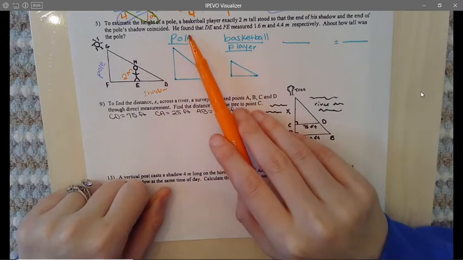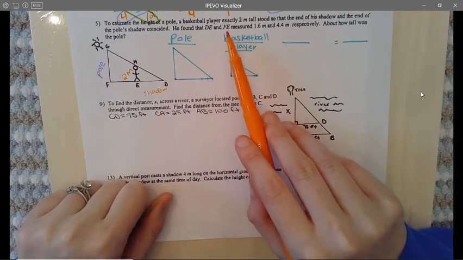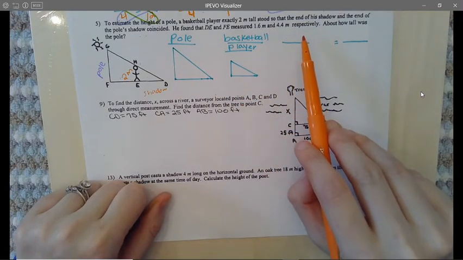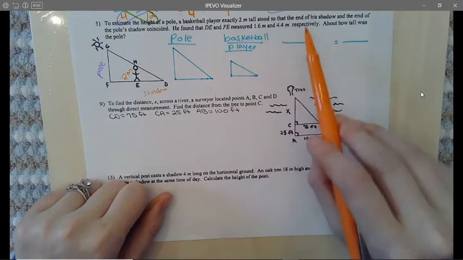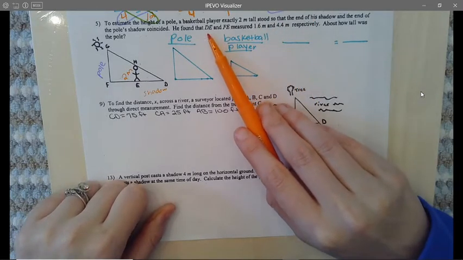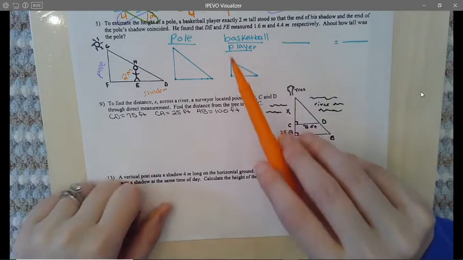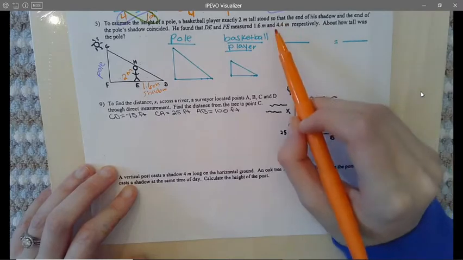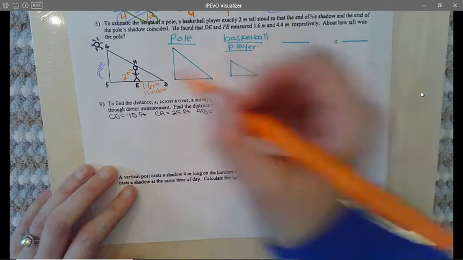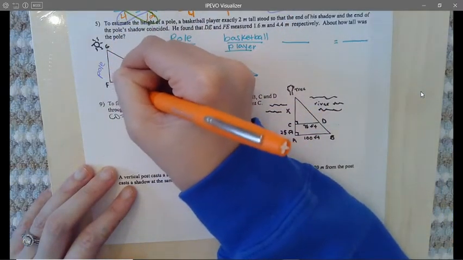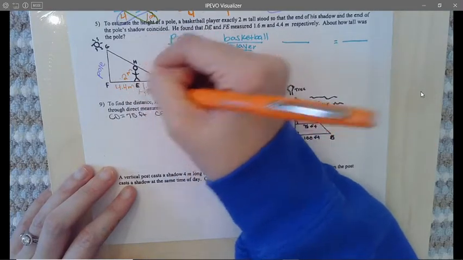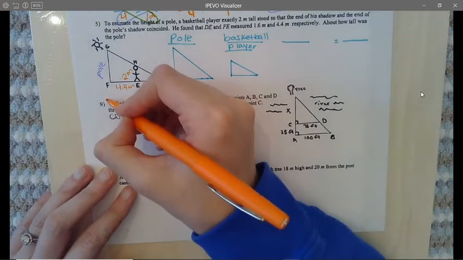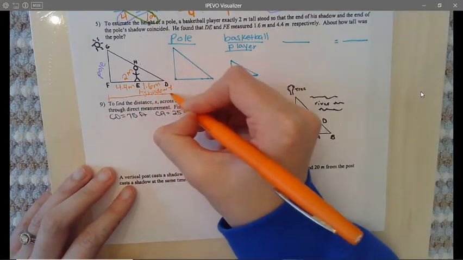Now, it says that he found that DE and FE measured 1.6 meters and 4.4 meters respectively. So that means they go in the order that they're listed in. Since DE was listed first, 1.6 is listed first. So DE is 1.6 meters, and FE is 4.4 meters. So this is 4.4. This is the basketball player's shadow, which goes from here to here. Now the pole shadow starts here and ends here.